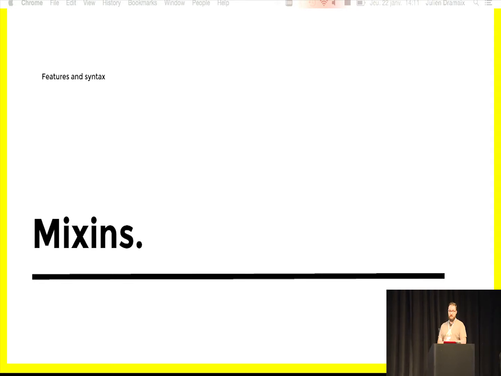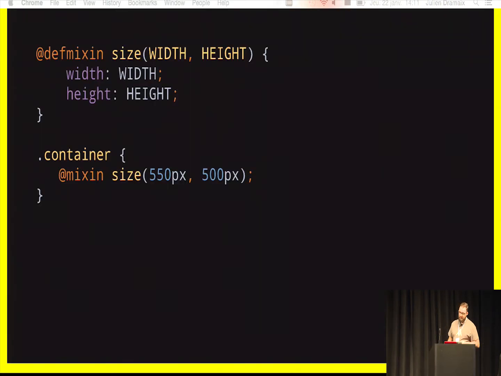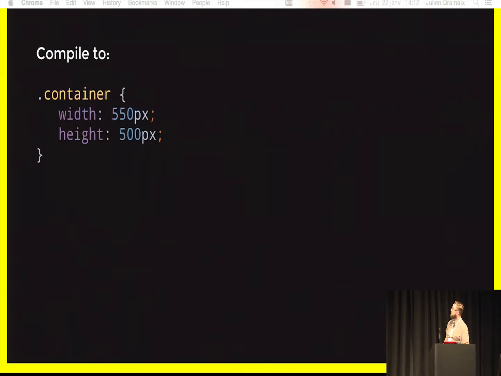The next feature I want to talk about is the mixin. For me, it's the best feature of GSS. Mixins are a kind of macro. It's a macro that takes some parameters, and you have a body that contains CSS rules. You can use the def mixin at-rule to define your mixin, and when you want to use your mixin, you use the mixin at-rule. The compiler will replace the call of your mixin by the body after replacing the parameters. So this code will compile to this.